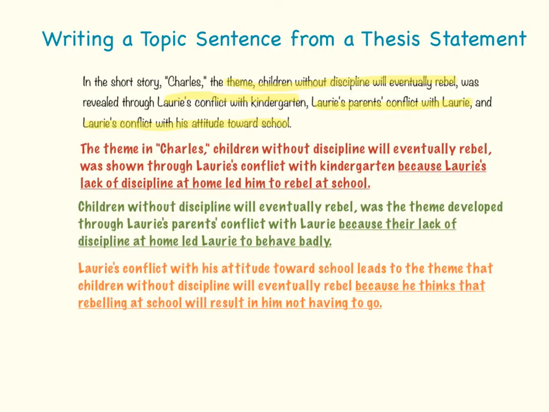Here's our final topic sentence based from that thesis statement. Laurie's conflict with his attitude toward school leads to the theme that children without discipline will eventually rebel because he thinks that rebelling in school will result in him not having to go. This is a complete topic sentence. I've restated the abstract subject, the concrete element, the attitude, and I've underlined again that elaboration.